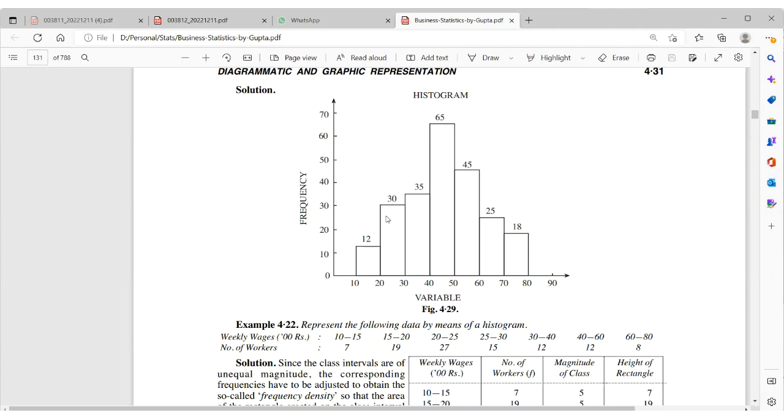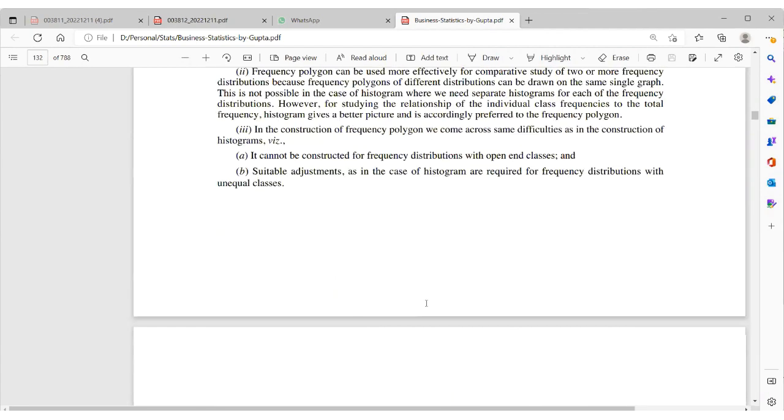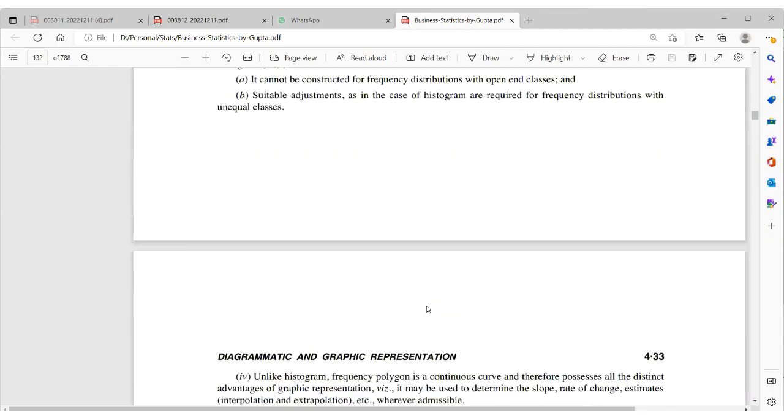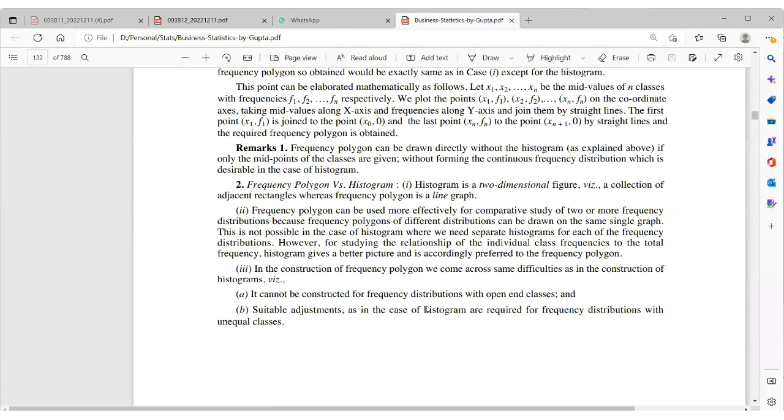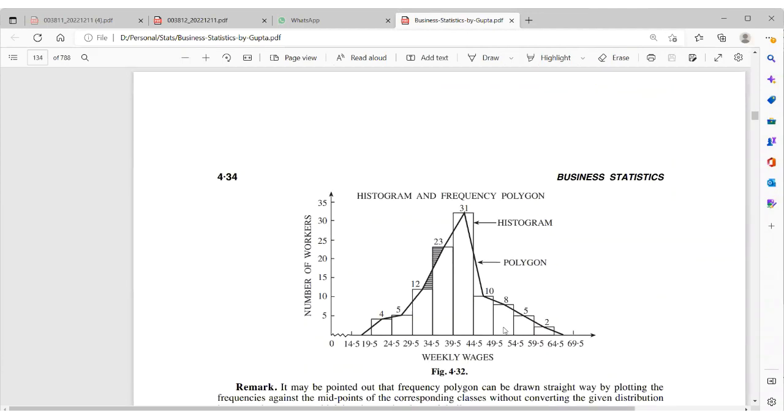Similarly, take the midpoint of this one and the midpoint of this one, and with the help of a scale, draw a straight line. Similarly for the midpoints of 30 and the next, make a straight line, and so on. So it comes to look like this type. Is that clear?